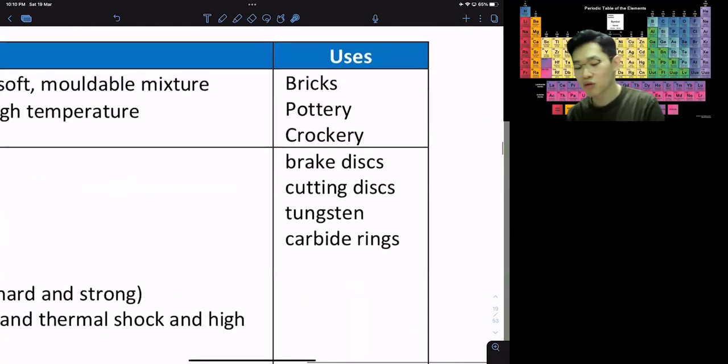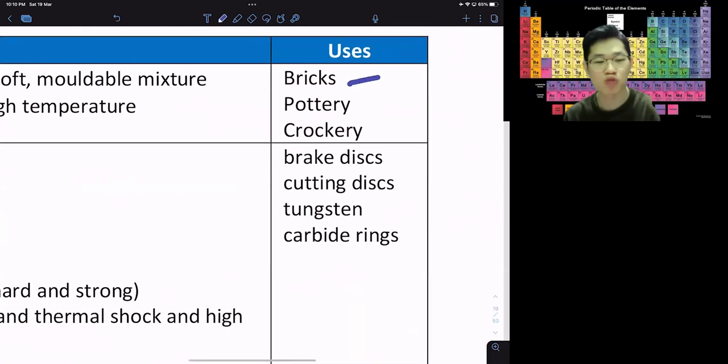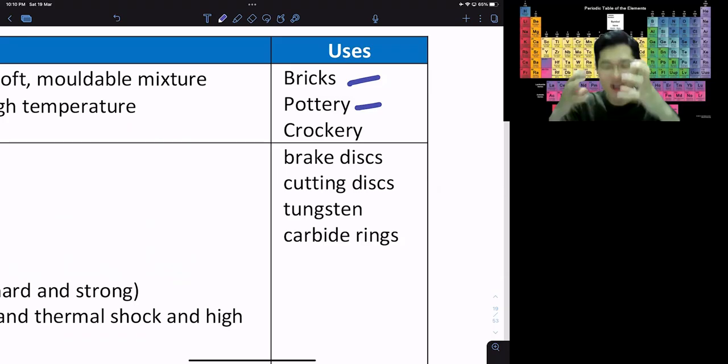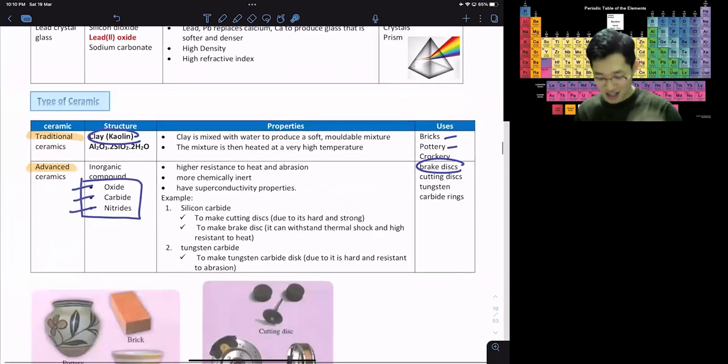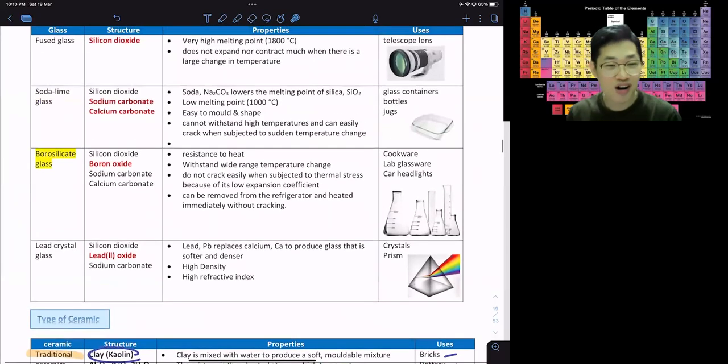Example, maybe remember one of bricks. Bricks is 砖头. Pottery, your bowl, the clay pot, all those things. And then this one is brake disc. You know what's brake disc? When your car wants to brake, there is this one. That one. Okay. That's all for ceramic.